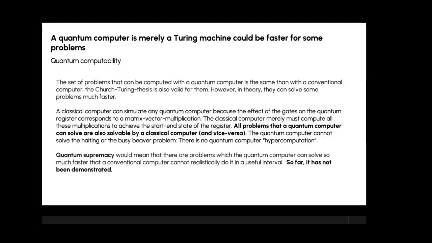So quantum supremacy would mean that there are problems which the quantum computer can solve so much faster than a conventional computer that a conventional computer cannot realistically do it in a useful interval. So far, it has not been demonstrated because the quantum computers we have don't have enough logical qubits to do that, right?